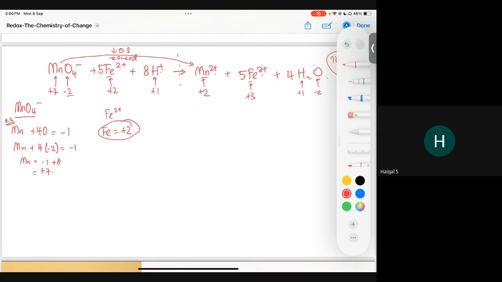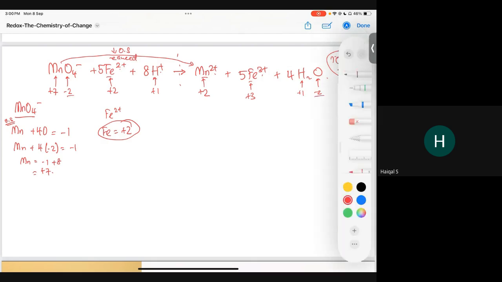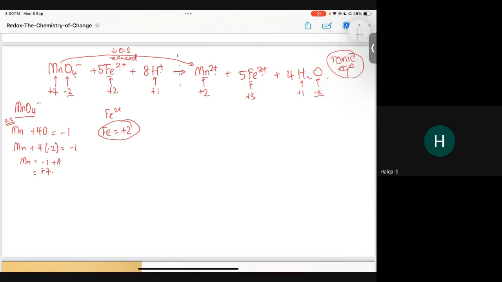Oxygen -2, after that also -2. No change, so I can just ignore. Next, Fe2+. You realize the 5 here, I don't care about it because why? These are the balancing numbers. Don't need to care. Just focus on the oxidation state. +2 to +3. Increase in oxidation state, so this is oxidation.